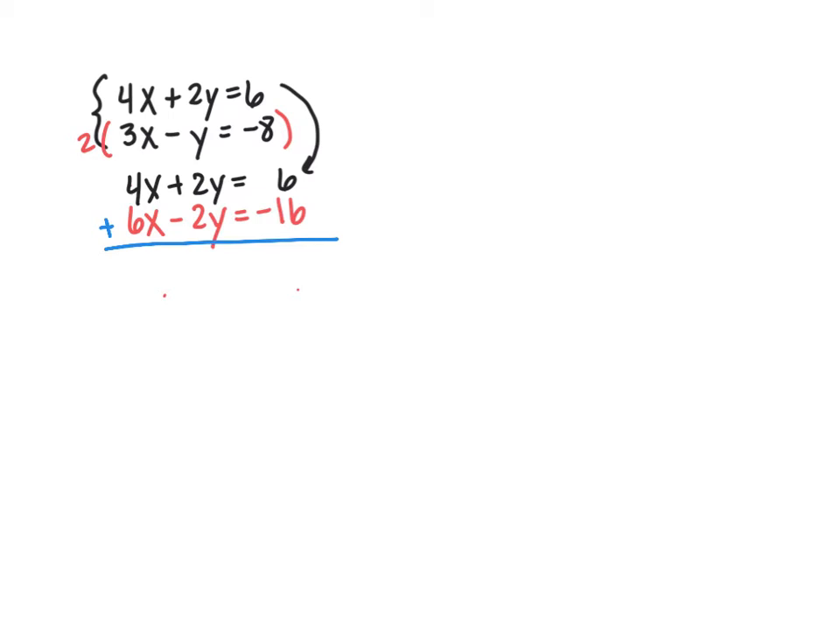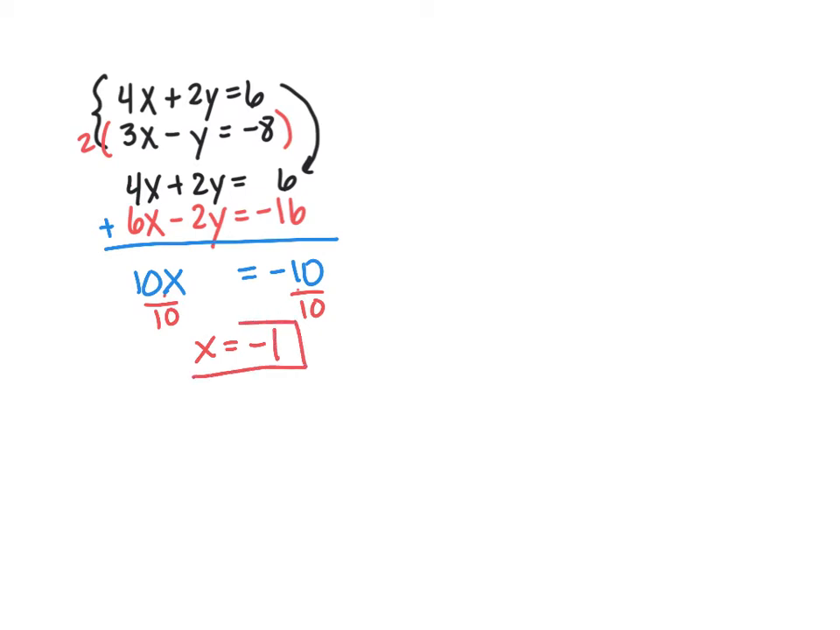4x plus 6x is 10x. A positive 2y and a negative 2y eliminate each other. A positive 6 put together with a negative 16 is a negative 10. I have $6 in my pocket. I owe 16. I'll pay the 6 out of the 16 and I still owe 10. Now I'm just isolating my variable. It's being multiplied by 10, so I divide by 10 to both sides of the equation. X becomes a negative divided by positive, which is a negative. 10 divided by 10 is 1.